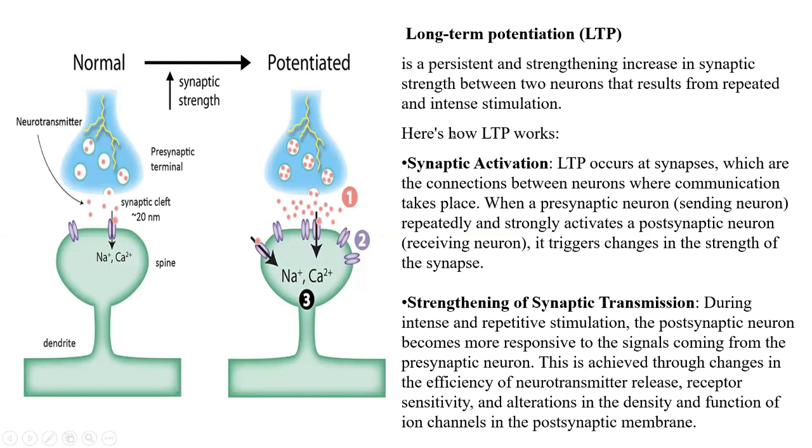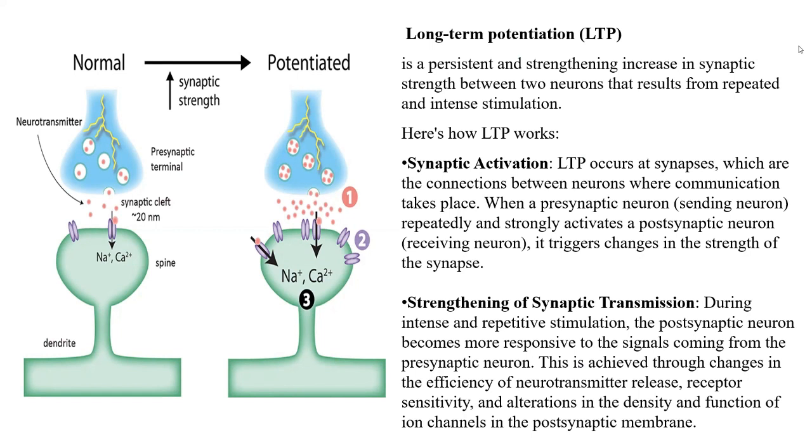Then there are a few more concepts which you need to understand, that is long-term potentiation. It is a persistent and strengthening increase in synaptic strength between two neurons that results from repeated and intense stimulation. So how does LTP work? There is synaptic activation. LTP occurs at synapses, which are connections between neurons where communication takes place. When a presynaptic neuron, that is the sending neuron, repeatedly and strongly activates a postsynaptic neuron, which is the receiving neuron, it triggers changes in the strength of the synapse.